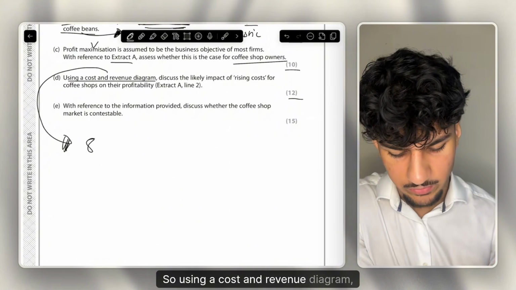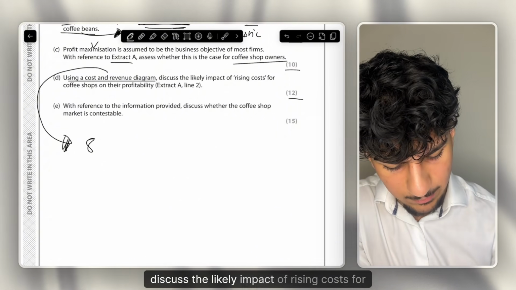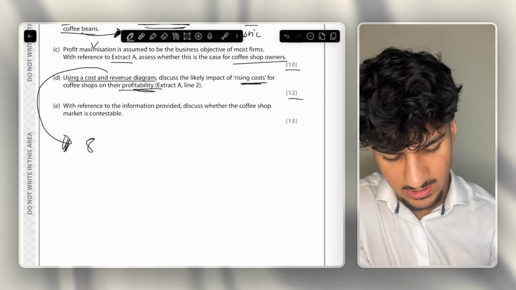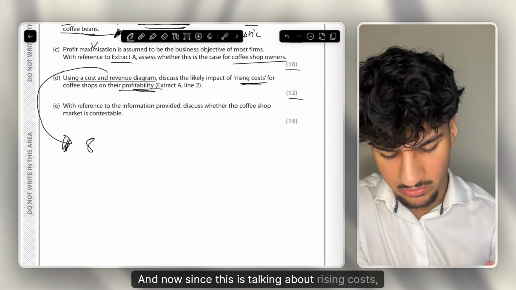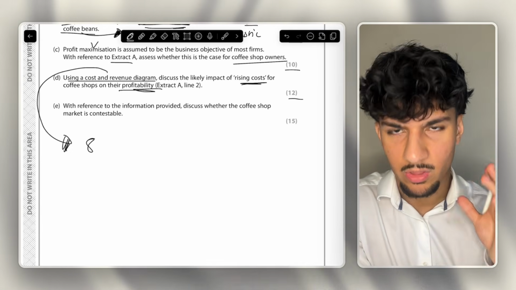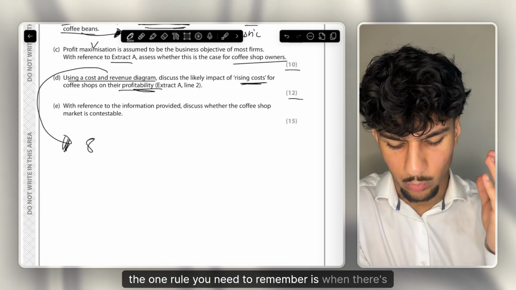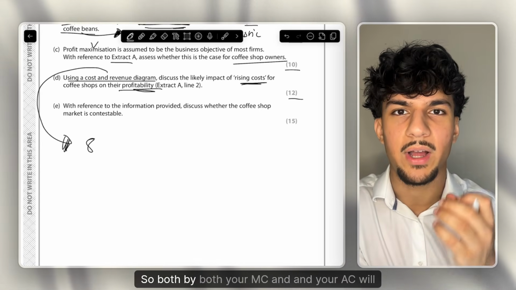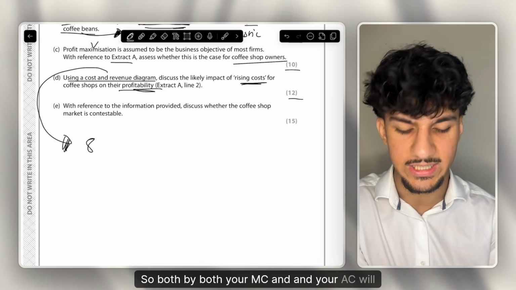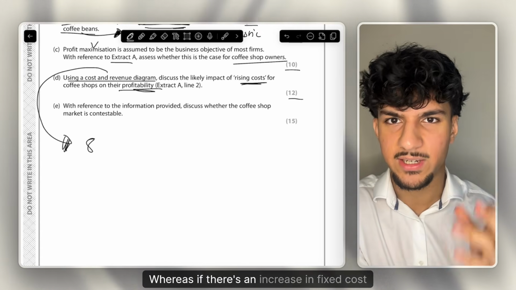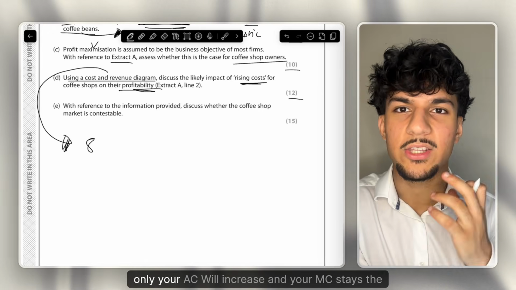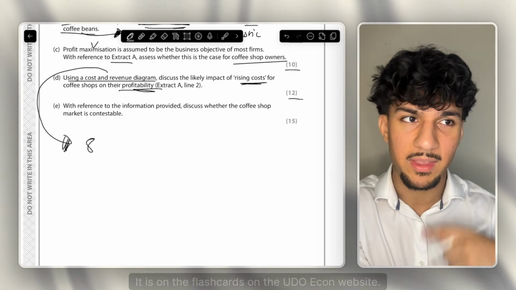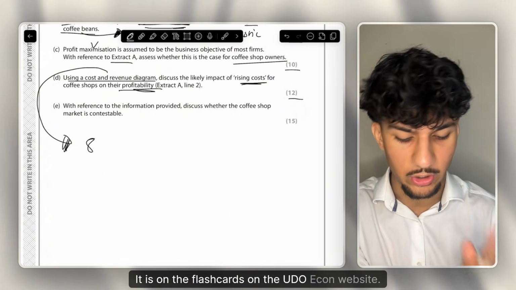So using a cost and revenue diagram, discuss the likely impact of rising costs for coffee shops on their profitability. And now, since this is talking about rising costs, the one rule you need to remember is when there's an increase in variable cost, both increase. So both your MC and your AC will increase. Whereas if there's an increase in fixed cost, only your AC will increase and your MC stays the same. That's just a rule you need to remember. It is on the flashcards on the You Do Econ website.